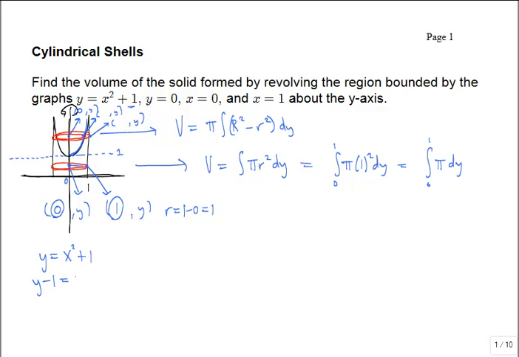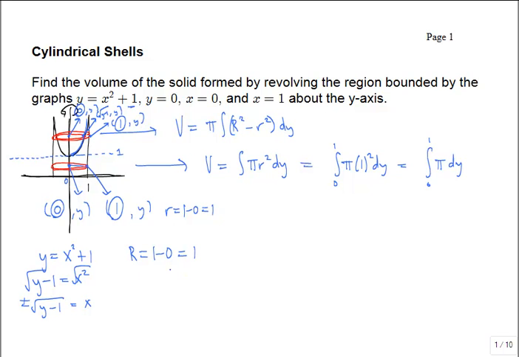So I'm going to subtract 1, and then I'm going to take the square root of both sides. You do get a plus or a minus case, but because we're in quadrant 1 over here, we're going to use just the plus case. So this would be square root of y minus 1. And then the outermost point over here is on that line x equals 1, so its x value would be positive 1.